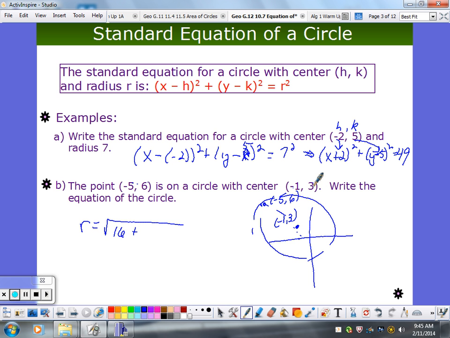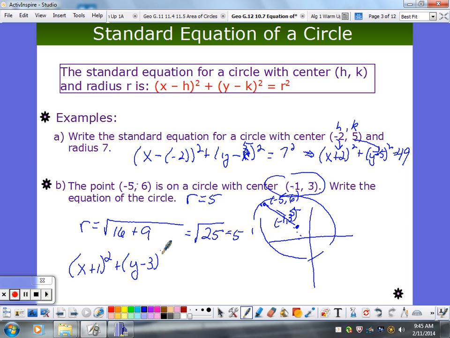What's the distance between 6 and 3? 3, I square that. So that's the square root of 25. Oh, that's nice. So my r is 5. So here's my center. X minus h squared becomes x plus 1 squared, plus y minus k squared equals r squared. So if you want to take a shortcut, we don't even have to go to the square root. If I want r squared, I can just say r squared equals, and I use the distance formula.